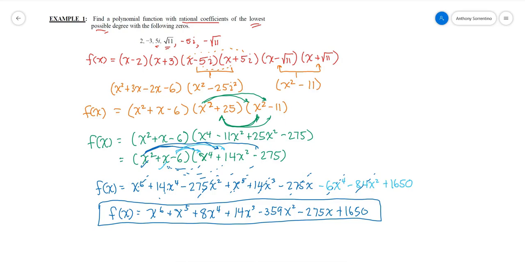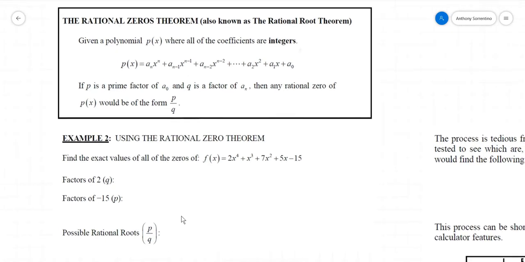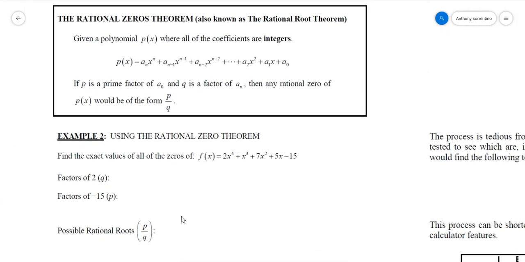Now, another thing that we can use to help us identify rational zeros is called the rational zero or rational root theorem. So let's have a look at that rule. The rational zeros theorem, which is also known as the rational root theorem, sometimes known as the rational root test. If you're given a polynomial where all the coefficients are integers, which is generally what we're going to be facing in most of the examples you're going to be given.